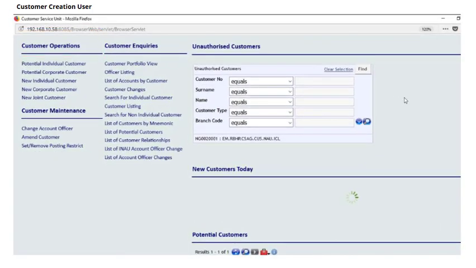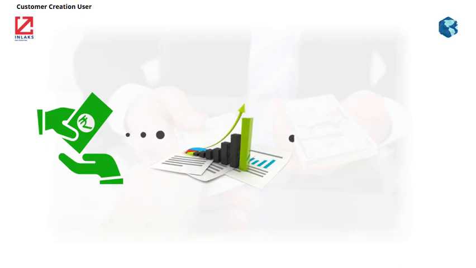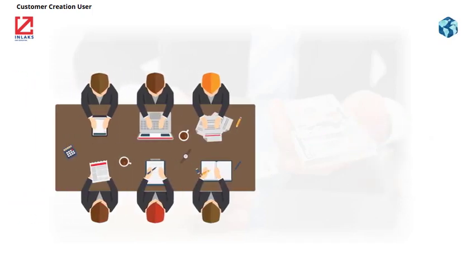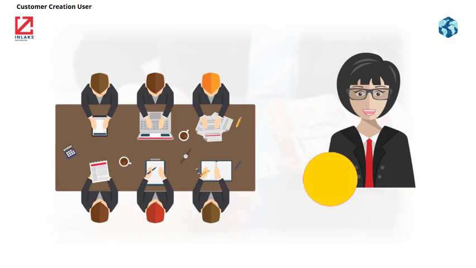1. Potential individual or potential corporate customer. Many lenders within the financial business market will set up records for potential customers. This is done as they may need to wait for a meeting of the board before they can accept a client for full membership, or they may require further information.